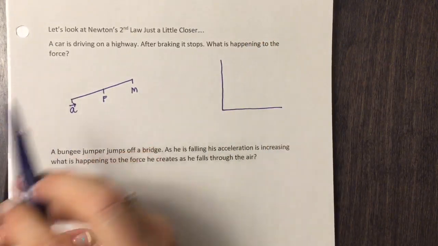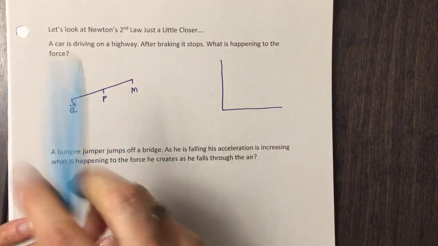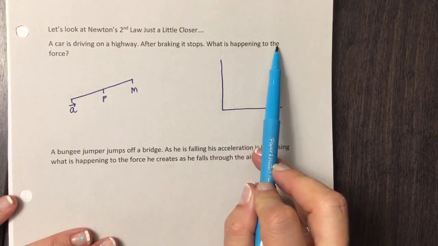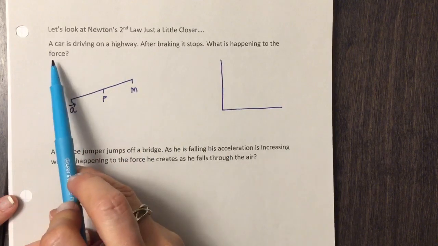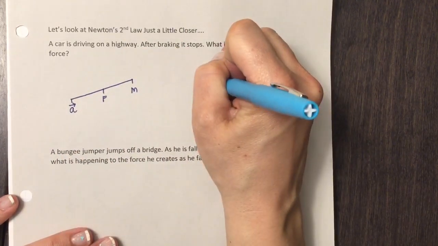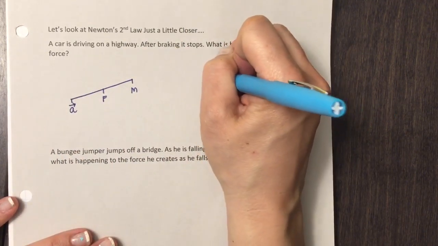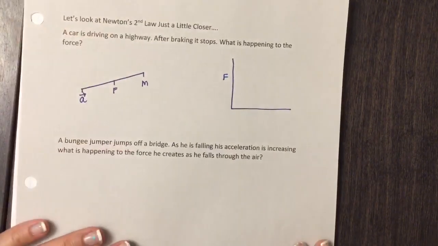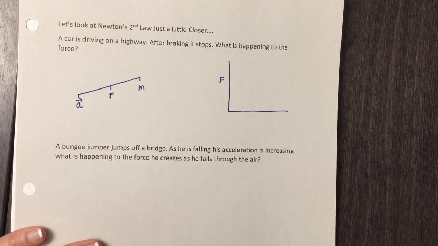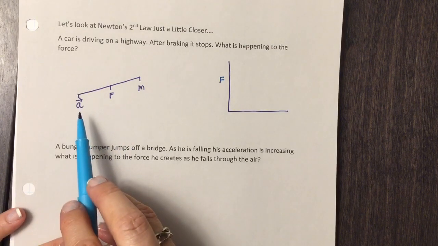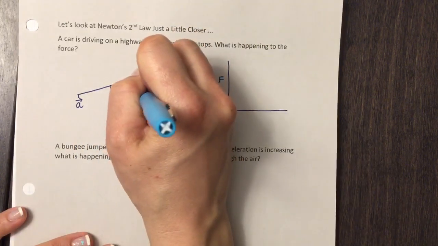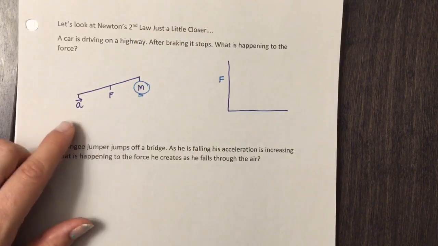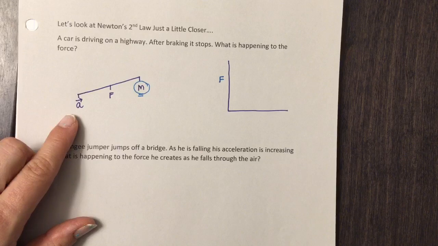So let's look at what the question says. It says a car is driving on the highway. After braking, it stops. What is happening to the force? Force we don't know. So force is going to be here on the y-axis, right? It's what we're measuring. Does the mass of the car change during this? No. So our mass stays the same.